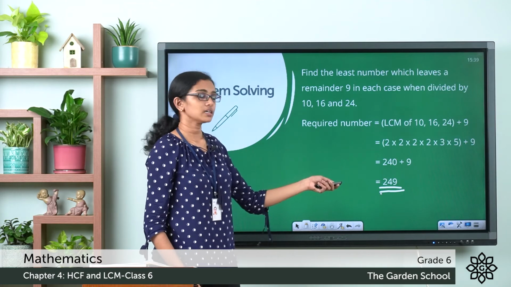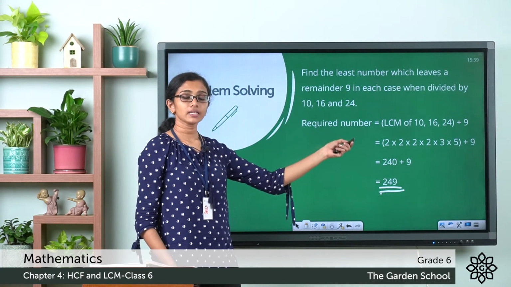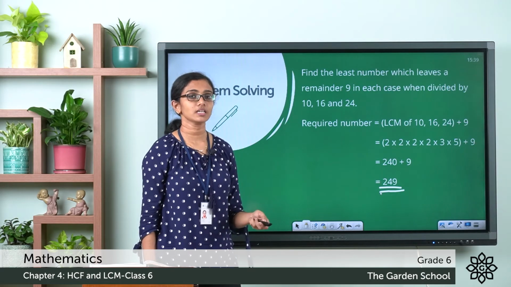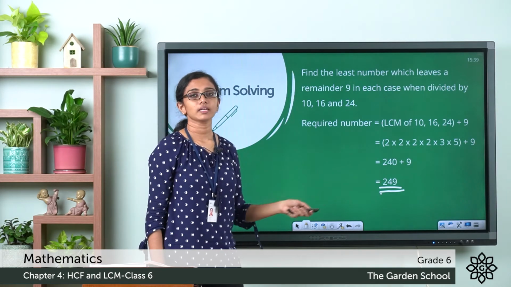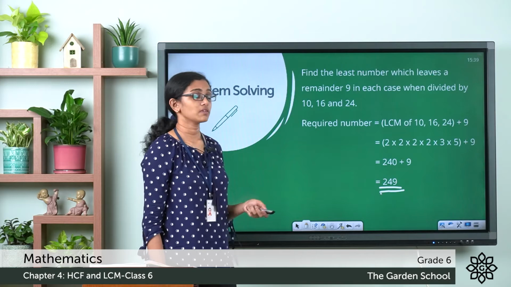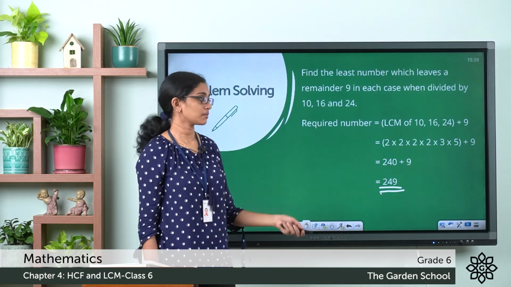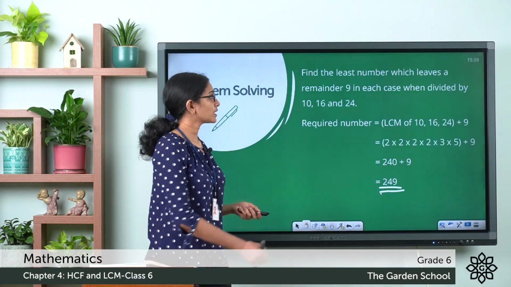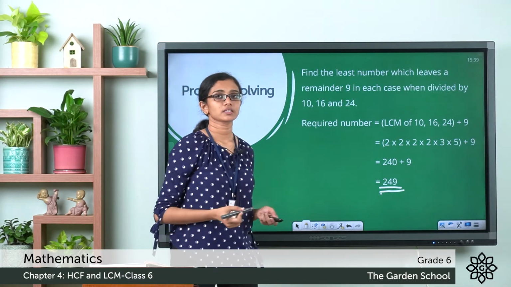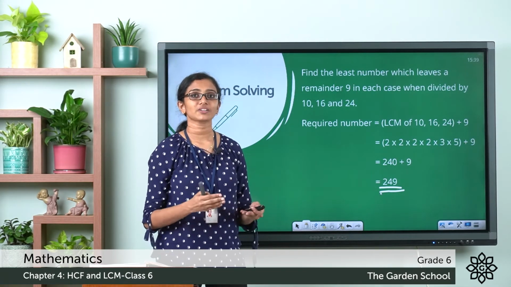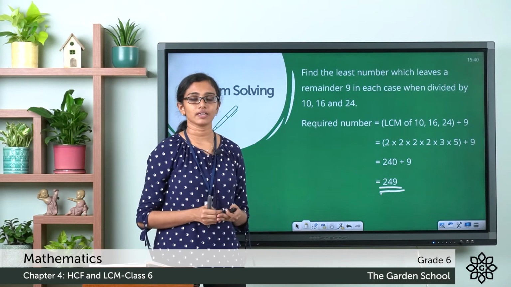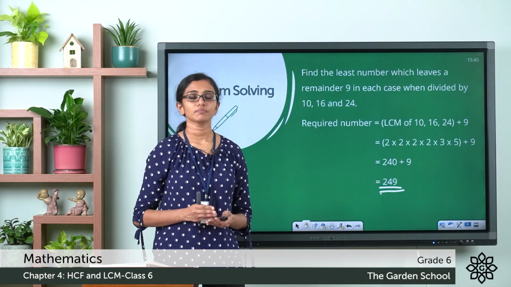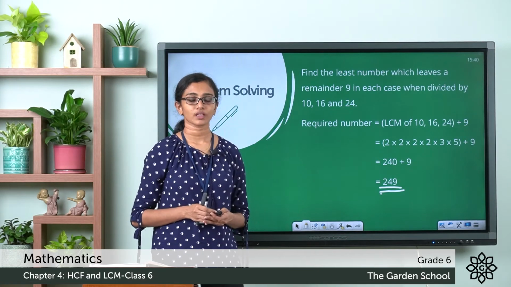So this number, when you divide it by 10, gives you a remainder 9. When you divide it by 16, you again get the remainder as 9. And when you divide it by 24, you get the same remainder 9. So when you see the keyword, find the least number, it might be a clue that you have to find the LCM of the given numbers. So read the question 2 or 3 times very carefully before trying to solve it.